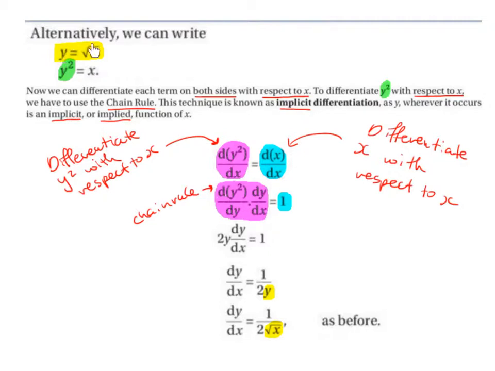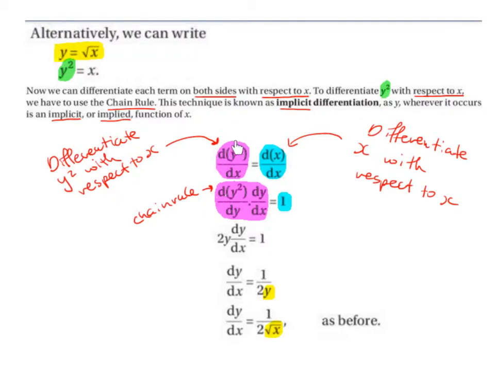So y is equal to the square root of x. Therefore, y squared is equal to x. So we want to differentiate y squared with respect to x. So d(y squared)/dx means to differentiate y squared with respect to x. And on the right hand side of the equal sign, we have x. So we want to differentiate x with respect to x. So dx/dx, differentiate x with respect to x.